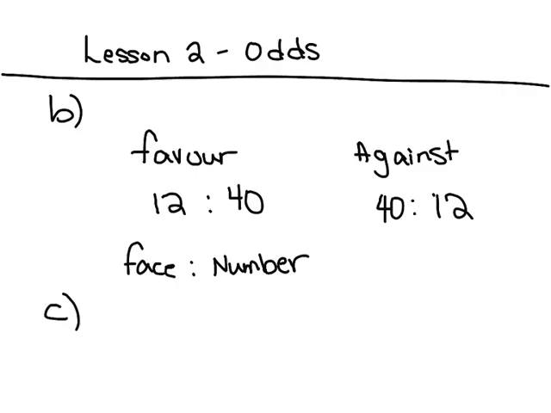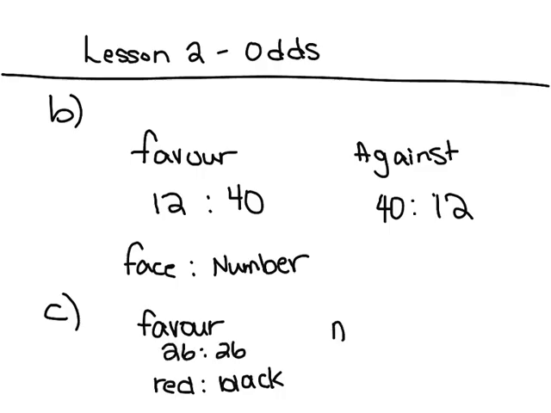For part C, we want to determine the odds in favor and against drawing a red card. So if we're doing in favor, it's the same as drawing a red card, and the odds against would be drawing a black card, everything that's not a red card. So they're complementary to each other. So this would be 26 to 26, and against, because they're the same number, is also 26 to 26.